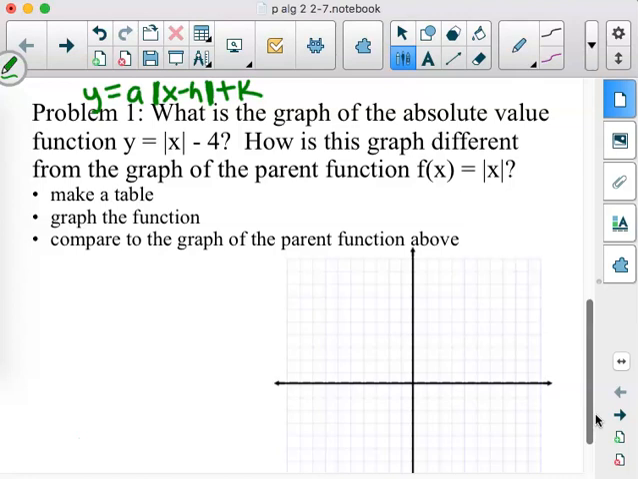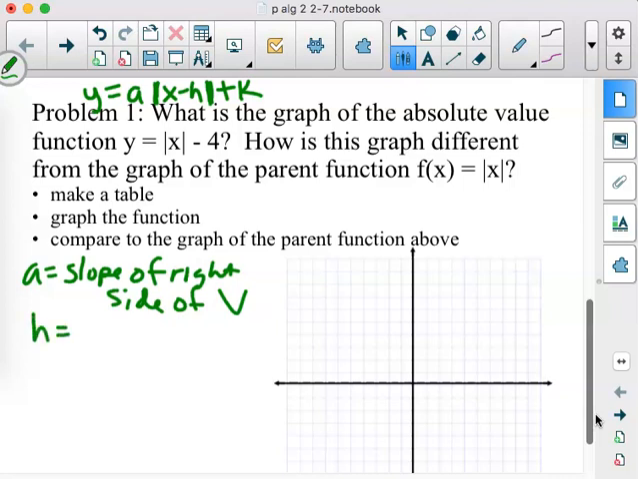Now for absolute value functions, a is actually going to be the slope of the right side of the graph. So the right side of the V. H, which has to be inside the absolute value bars, is going to tell us whether or not we should move it right or left. But the thing with that is, it's with the X. And like I said on the 2.6 videos, anything with the X is always the opposite of what we think it should be. So H is going to be right or left.